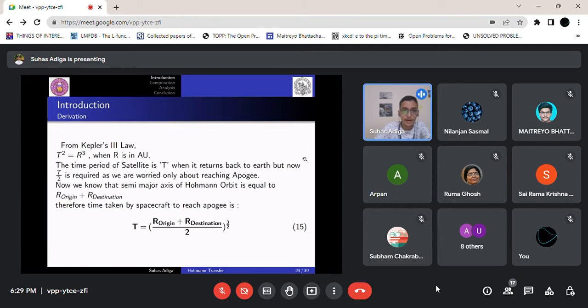So now I will divide it by 2, right? And then r origin plus r destination by 2 is my radius. It is like the radius for an ellipse. We call a to be like a radius, right?